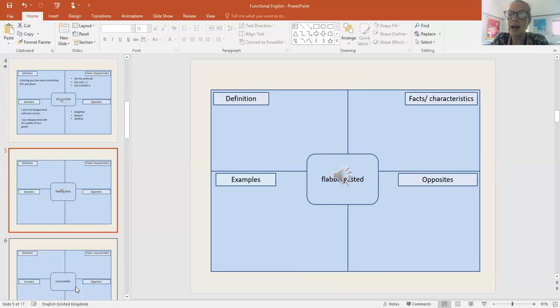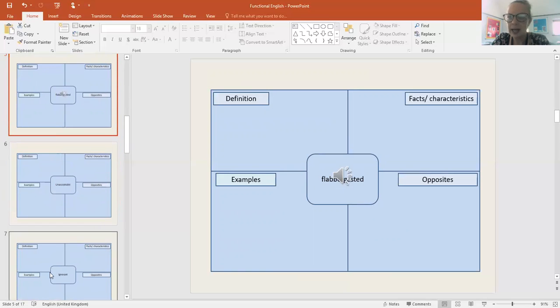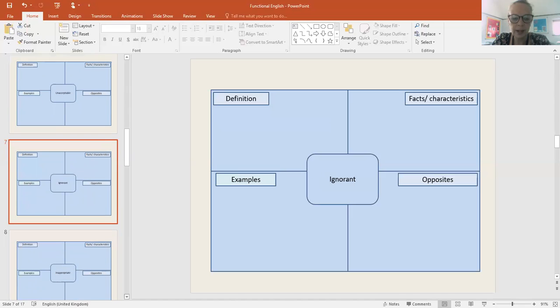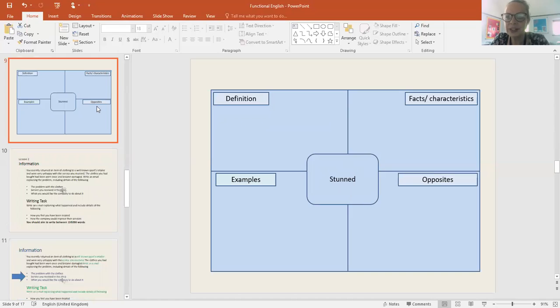So over on the other slides, I've got flabbergasted, and I'd like you to do the same with this slide as I have done with the previous one. So you've got the words flabbergasted, ignorant, stunned, and yeah, stunned. So that is it. That's what I'd like you to have a go doing during this lesson. So good luck, and off you go.